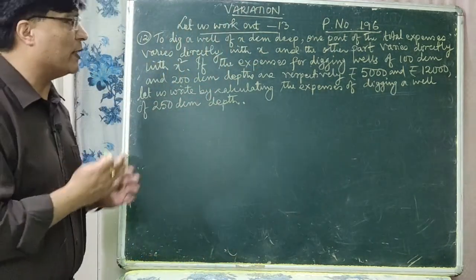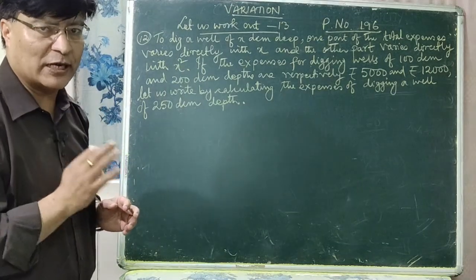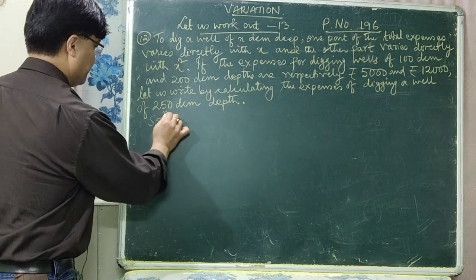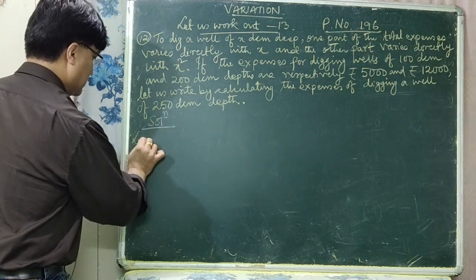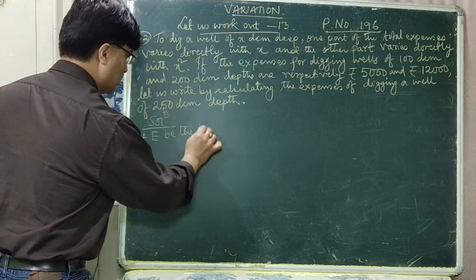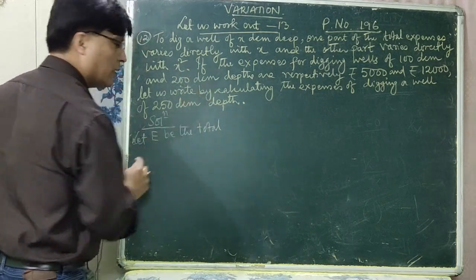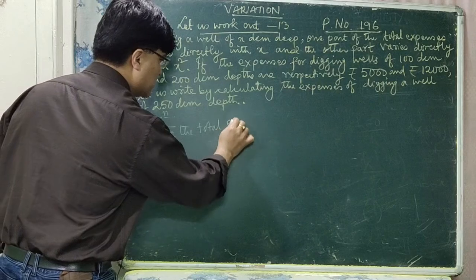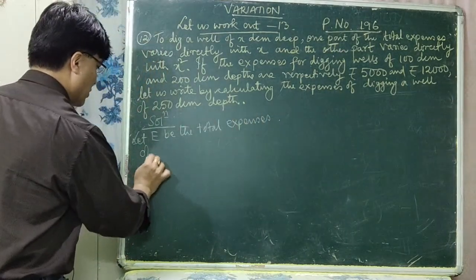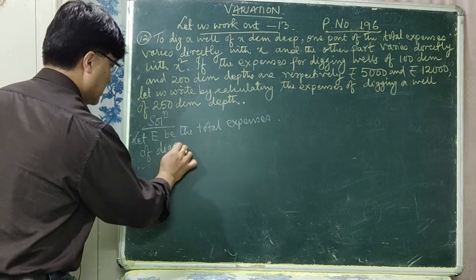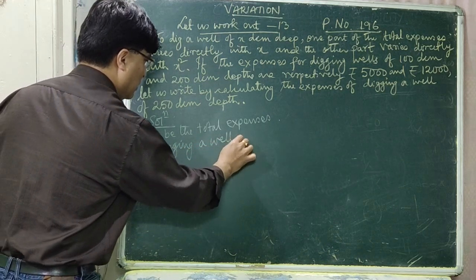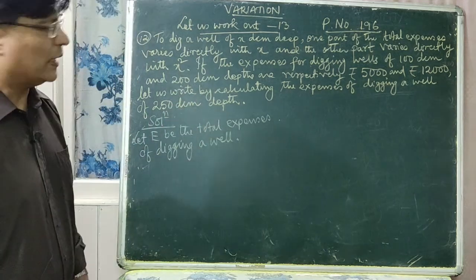Now let us do the solution. You have to assume the total expenses of digging a well. So this is the solution. Let capital E be the total expenses of digging a well.